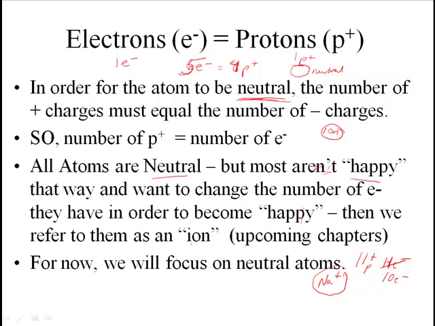We'll talk about these ions. This would be an ion because it has a charge. We'll talk about these ions later on, but right now we're just going to deal with neutral atoms. What happens when positive protons are equal to negative electrons.